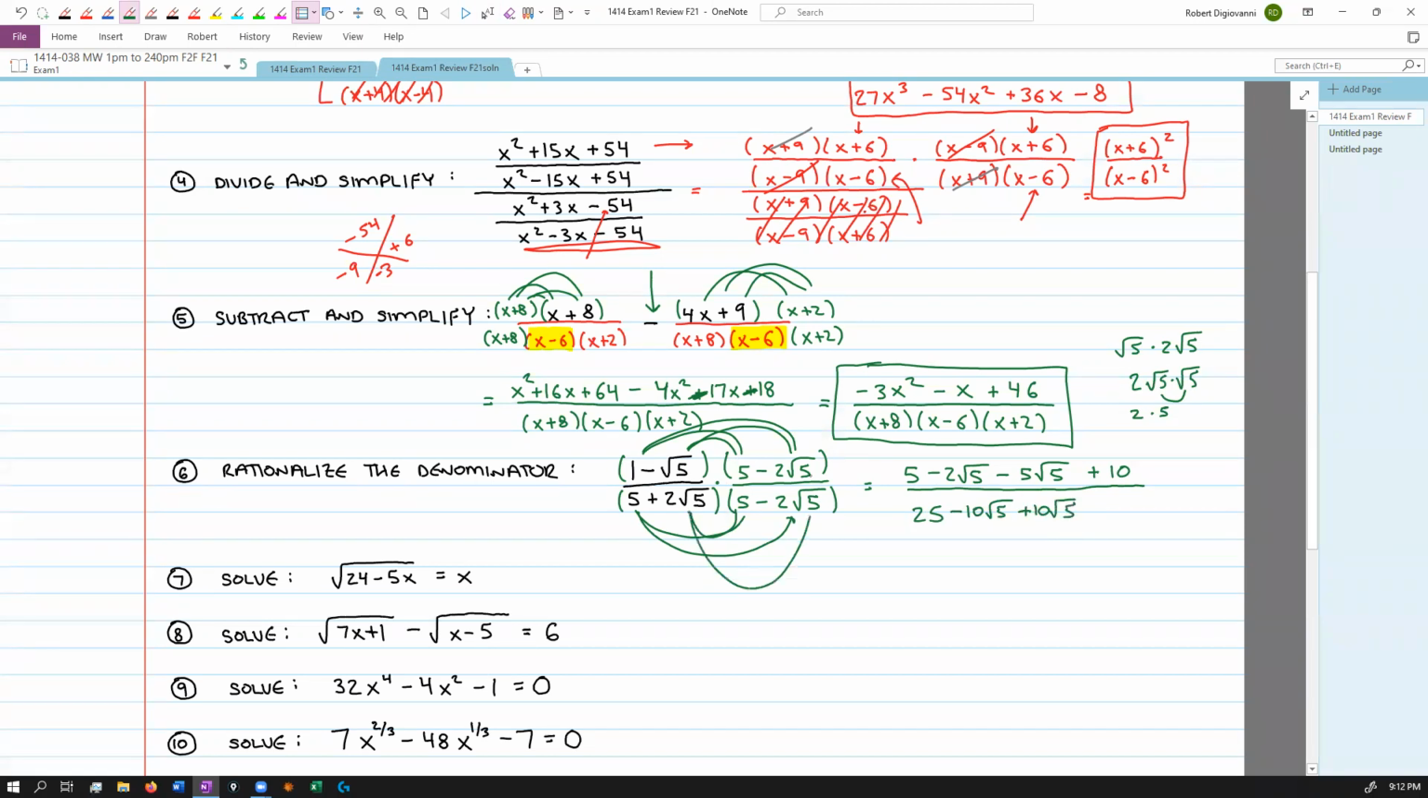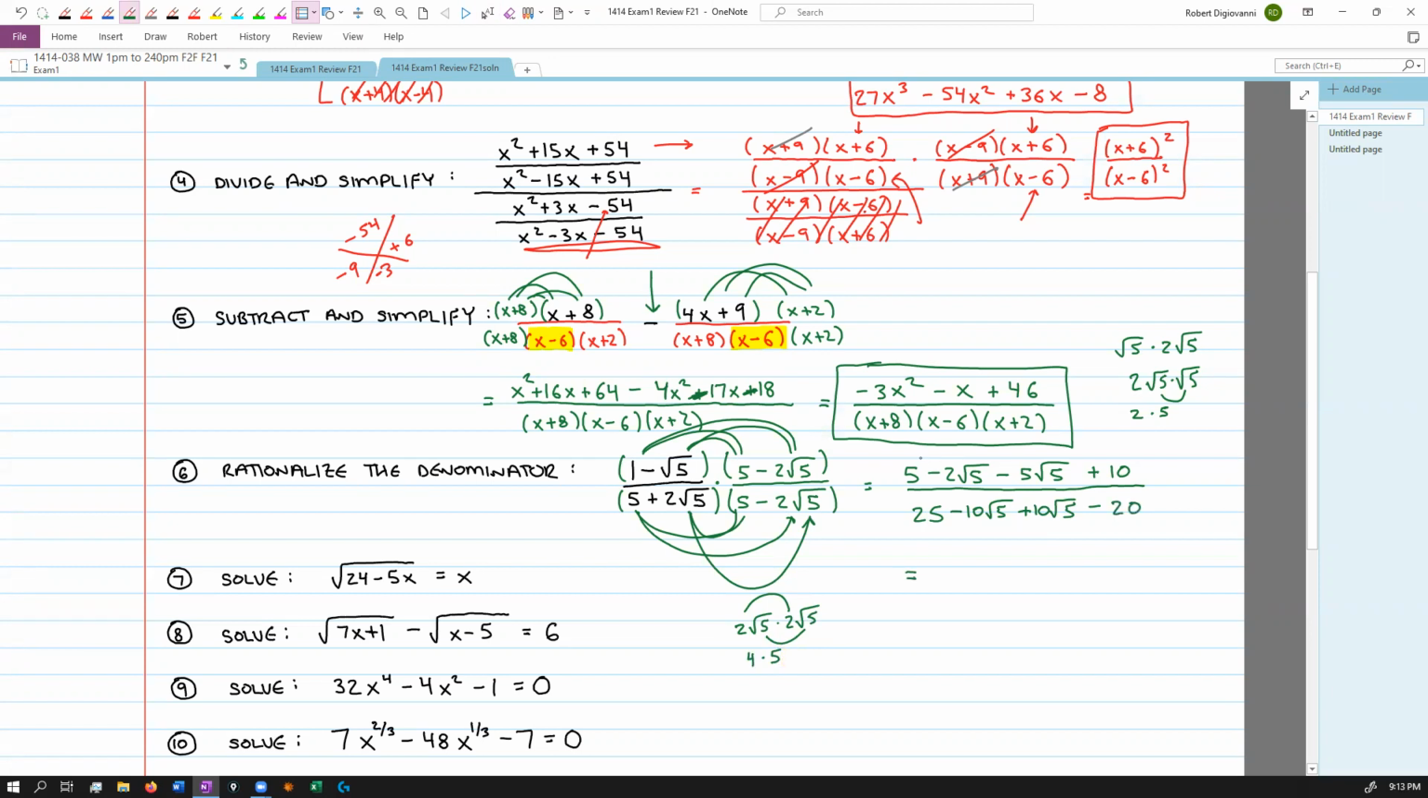And then the last one is a tricky one again. Your answer is going to be negative because one of them is positive, the other one's negative, but you're doing 2 root 5 times 2 root 5. The 2 and 2 multiply to be 4, and the root 5 times root 5 becomes 5. So 4 times 5 is 20. So we should have 20 there.